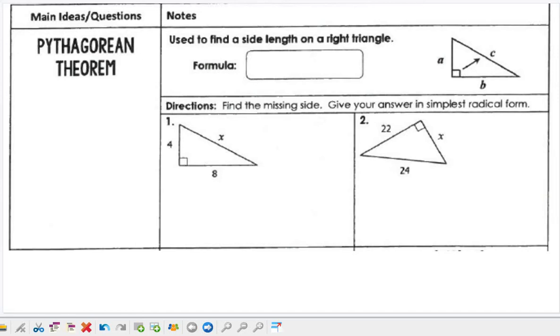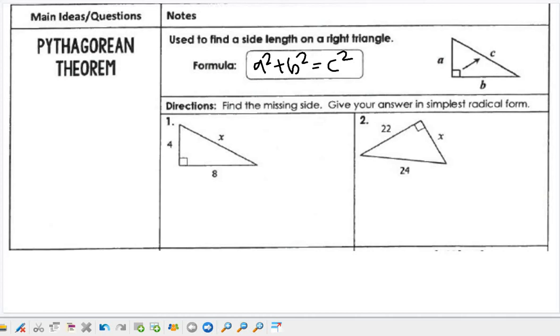So Pythagorean theorem is something you learned in 8th grade. So we know the formula is side squared plus side squared is equal to the hypotenuse squared. So a squared plus b squared is equal to c squared. So if you want to find a missing side, you figure out whether you're looking for a side or the hypotenuse and then plug into the formula.